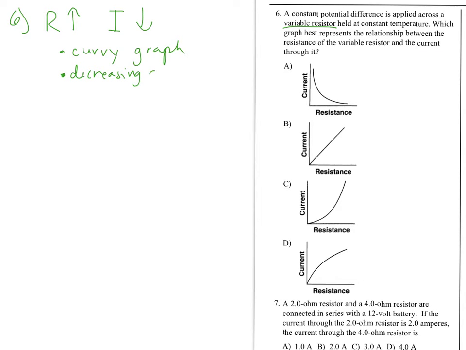Let's look at our choices here. A, B, C, or D. B is out. C is out. So is D. All of these are increasing. The only one that fits is A. There we go.